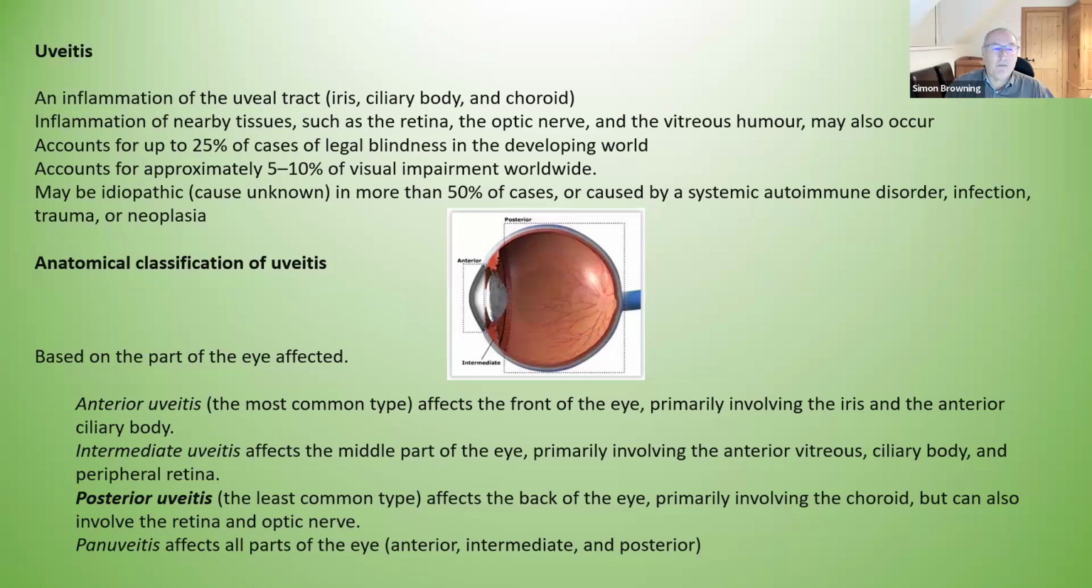Just to remind you of some simple rules: anterior uveitis is the most common form, affecting the front of the eye, involving the iris and ciliary body. Intermediate uveitis is that bit further back, the middle part of the eye. And posterior uveitis, which we tend to deal with more, is the least common type, affecting the back of the eye, primarily involving the choroid, and may also involve the retina and the optic nerve. And obviously, you've got panuveitis. Take your pick, it could be any one or all parts of the eye.